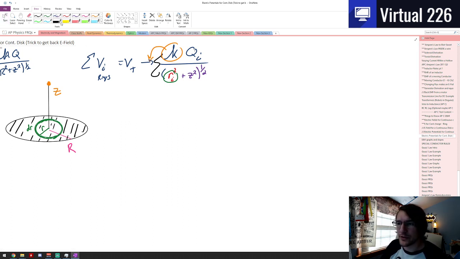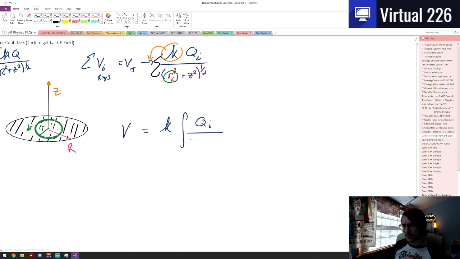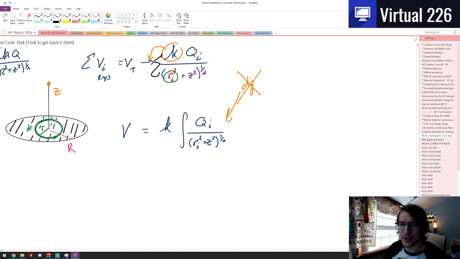So if I want to find the total voltage here, I'm going to have to take k multiplied by some integral of all of the individual charges over all of the ring positions as well. And this doesn't look very nice because, one, what am I integrating over? I don't have a dq here, which we don't even want to use anyway. I don't have a dr. Where is it? What am I actually integrating over? This isn't very helpful. So how can we break this down?